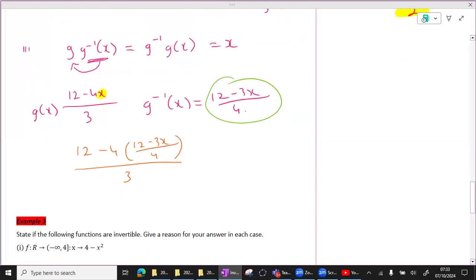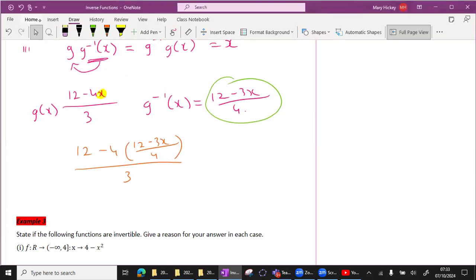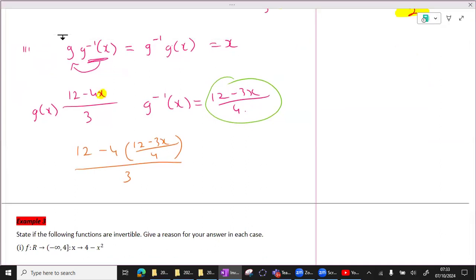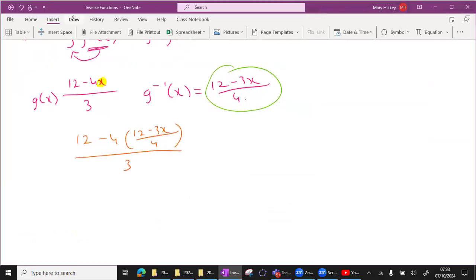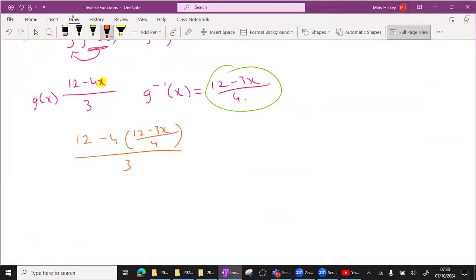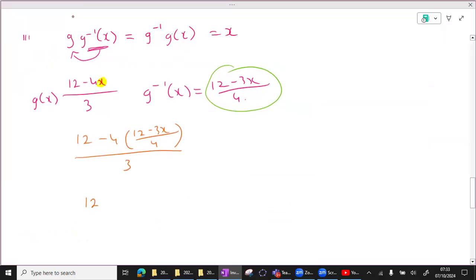Now, obviously, tidying up has to be done here, and that's just part of this. So it's not very pleasant looking, but it is just part of this process. So 12 minus. Now, the good news is the 4s cancel, so it's not as bad as it first seems. Minus 12 plus 3x. Please be careful there. Minus is plus.